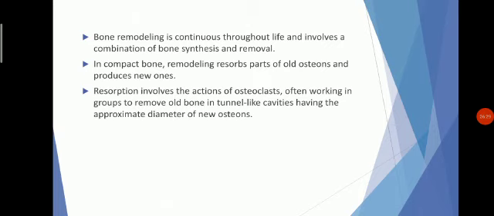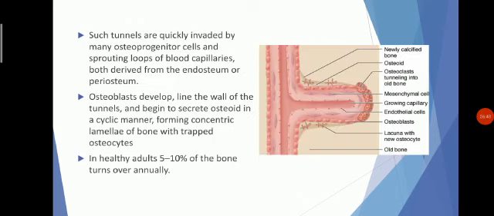In compact bone, remodeling removes part of old osteons and produces new ones. Resorption involves the action of osteoclasts, often working in groups, which remove old bone in tunnel-like cavities having the approximate diameter of new osteons. Such tunnels are quickly invaded by many osteoprogenitor cells and sprouting loops of blood capillaries just like this, both derived from the endosteum or periosteum.